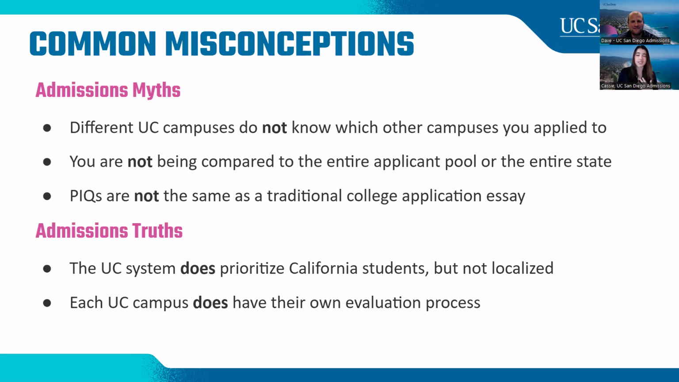It's raining today, so it doesn't seem like it. But we are not looking for just California students, we're not just looking for San Diego students, but it tends to work better when you come from California because we have those agreements. And that very last admissions truth: each UC campus does have their own evaluation process. So if you are applying to more than just UC San Diego, we have our own rules and regulations that we follow within our admissions office.